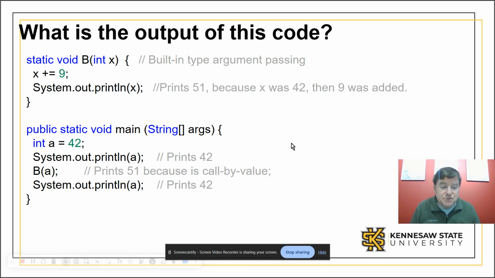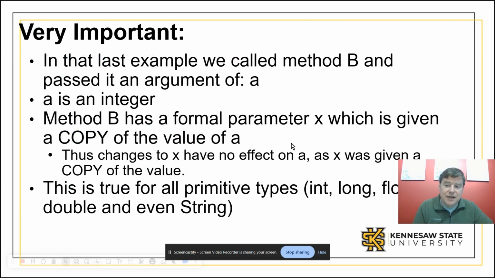All of what I just described is true as long as we are passing primitive types. Primitive types are ints, longs, bytes, shorts, doubles, floats, chars, and booleans. Those are the primitive types. As long as it's a primitive type, everything I've just described is how things are passed. There are different rules when you're dealing with complex types, which we'll talk about in our next video.